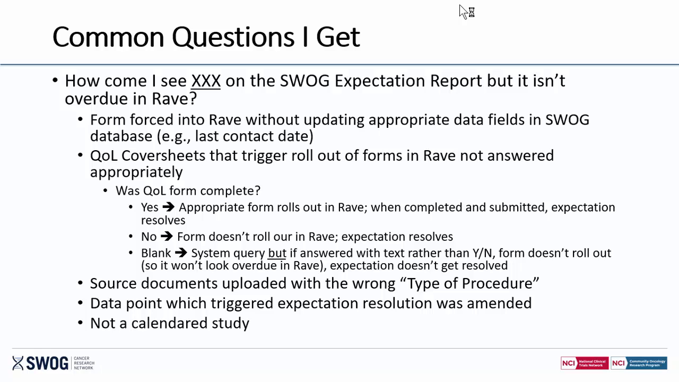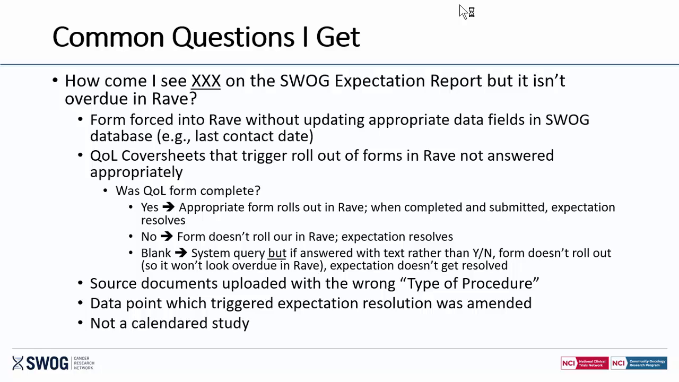Some of the other things that will happen is that the source document was uploaded, but the wrong type was chosen. Our expectation looks for that path report, and it has to be a path report. If you submit it as an other report, it may not resolve that expectation. Sometimes also you can have a data point which will do some of this triggering of expectations. That data point was amended, so the time point was changed, so the form is already in our database and it's not updating appropriately.